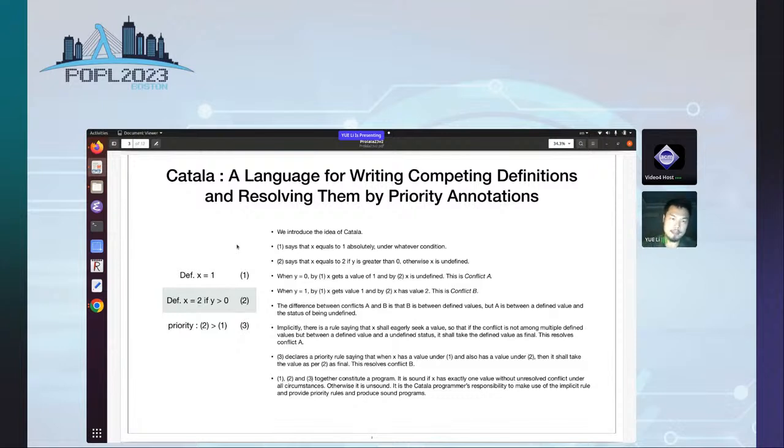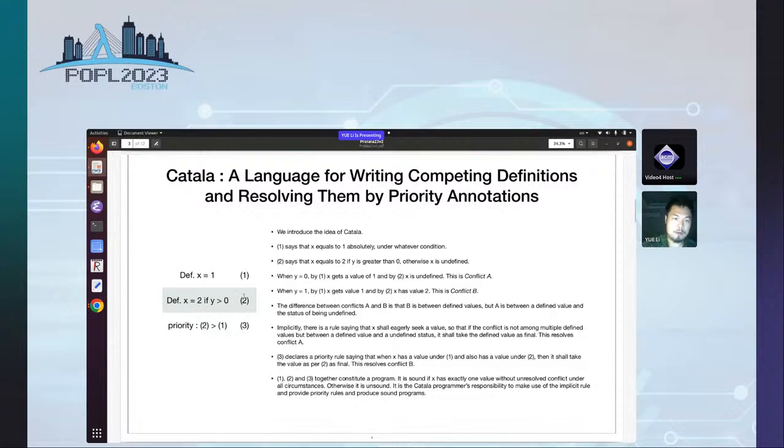And if we consider a second scenario in which y equals 1, then again the first equation tells you x equals 1, and the second equation tells you x equals 2. This is again a conflict, and this conflict is resolved by a priority declaration. This is equation 3. This equation is provided by the programmer, saying that the priority of equation 2 is higher than the priority of equation 1.